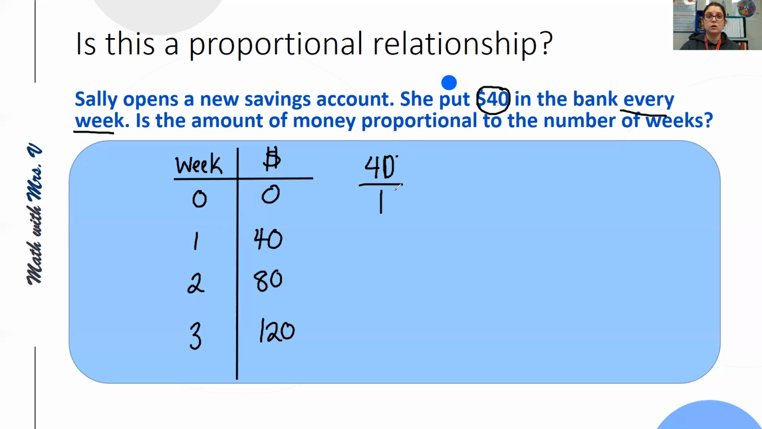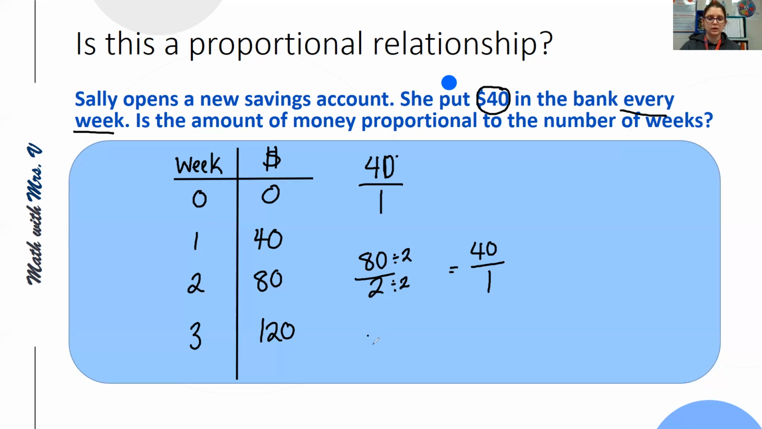40/1 is already in a unit rate. So we'll check week 2. 80/2 is not a unit rate, but we can divide both by 2 and get 80 divided by 2 is 40. So 40 over 1. Those are the same.